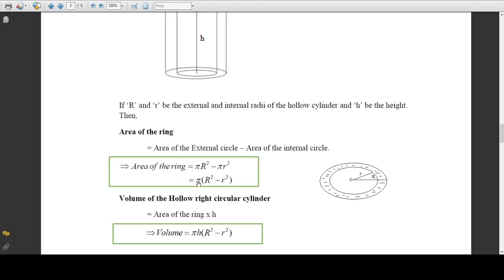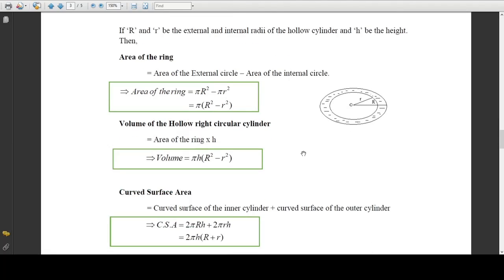Here the area of the ring is pi. After taking common, you will get pi (R square minus r square), and if you want to find the volume, just multiply this by h, so the volume is pi h (R square minus r square). Okay, now the curved surface area: you'll have two curved surface areas. One is the inner surface area and one is the outer surface area. The inner surface area, how will you find it?